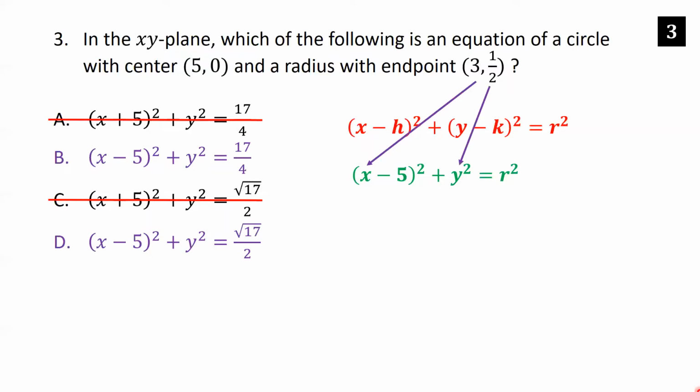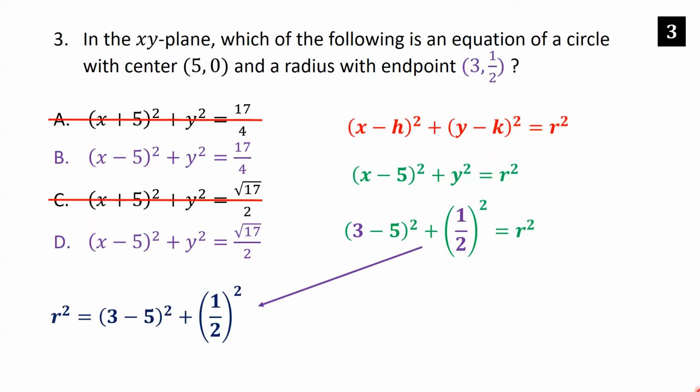Okay, now we know that the endpoint of a radius is 3, 1/2. That means that the point 3, 1/2 lies on the circle, and so if we plug that point in, it will satisfy this equation. So we go ahead and plug in a 3 for x and 1/2 for y. And we have r squared is, I'm just recopying, 3 minus 5 squared plus 1/2 squared.